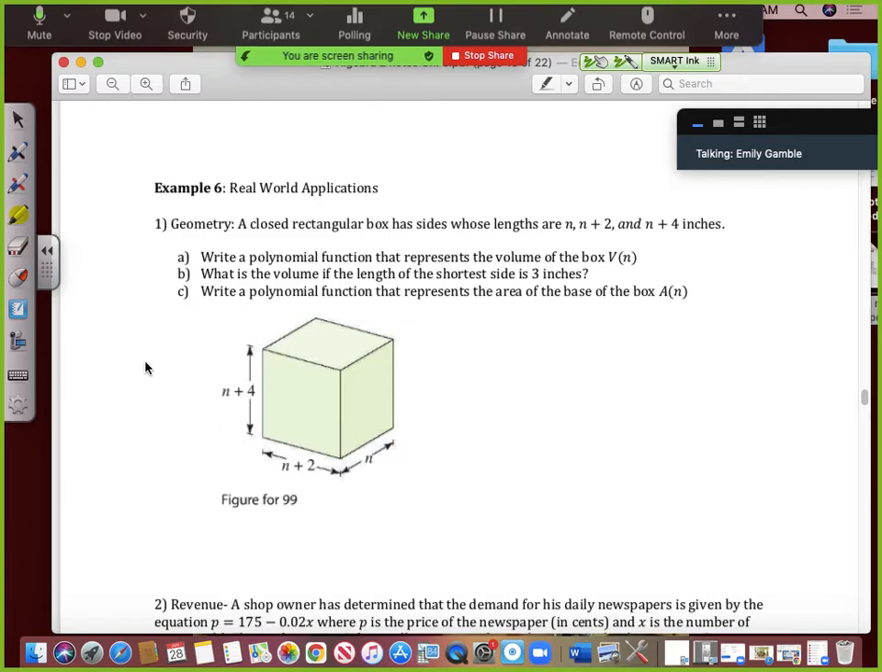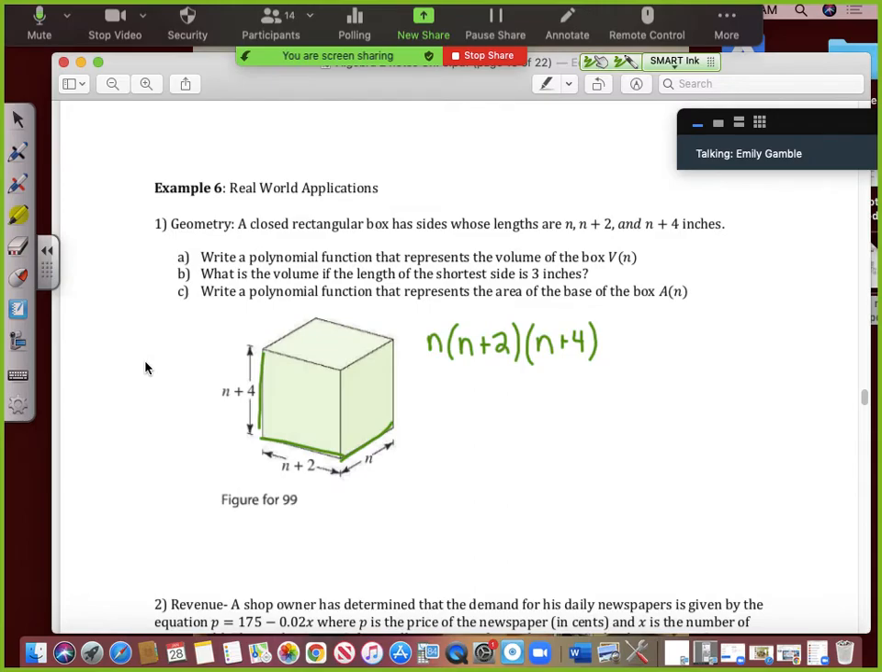It's asking us to write a polynomial function that represents the volume of the box. To find the volume of a box, you need to multiply the length times the width times the height. So in order to multiply these things out, we would be multiplying n times n plus 2 times n plus 4. Anything that has more than one term, you're going to want to use parentheses around it. So it's going to be n times n plus 2 times n plus 4 like this. Now this is not a polynomial function. We're going to want to multiply this all out to make it one.